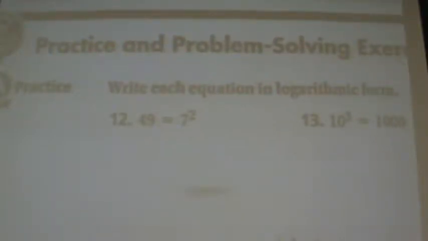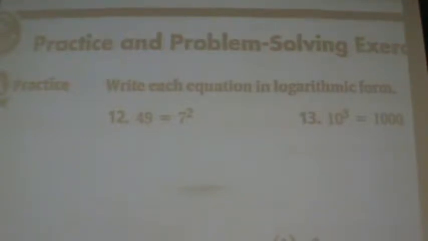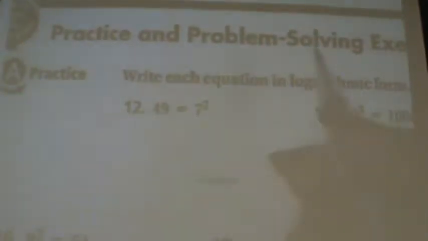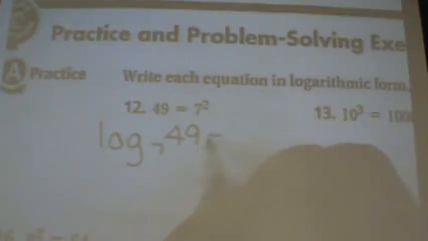Okay, this is part one of the homework for 7.3. So the first 8 problems, we're just going to practice writing them in log form. By the 8th one, you're going to be professional at writing these in log form. So how would you write number 12 in log form? Log 49 base 7 equals 2. Yep, very good.